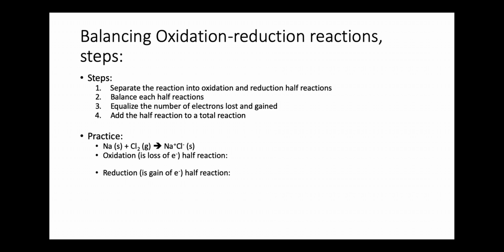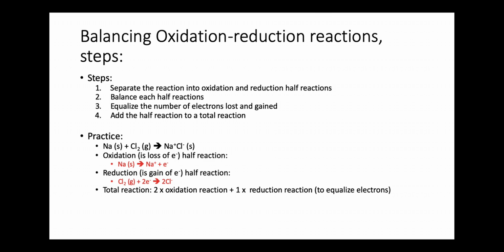So there's one more final example here. Na plus Cl2 become NaCl. How am I going to balance this? My oxidation is losing electrons, so it's Na becoming Na+ plus 1 electron. Reduction is gaining, so Cl2 plus 2e- becoming 2Cl- ions. And I want to add these up. And you see I have 1 electron in the oxidation half reaction and 2 electrons in my reduction half reaction. So I have to multiply the oxidation half reaction by 2 and times 1 for the reduction half reaction. And then add them up and have my final reaction.